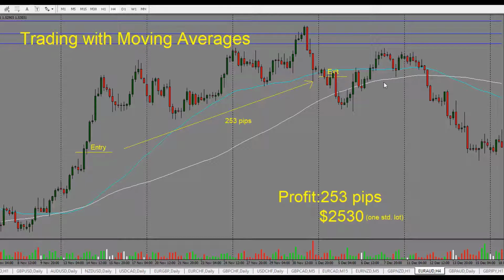I prefer to exit sooner rather than later because sometimes it can take a while for moving averages to cross over again. So that's why I prefer to take the profit after price crosses and closes on the other side of the moving average. So this way we can save ourselves some hassle. So in this case, from entry to exit, we get 253 pips in the trade.